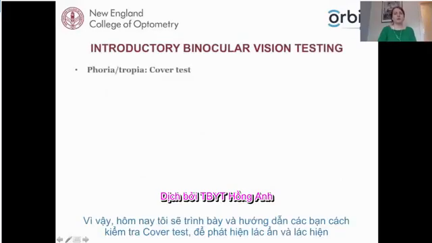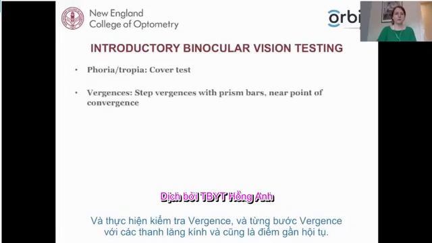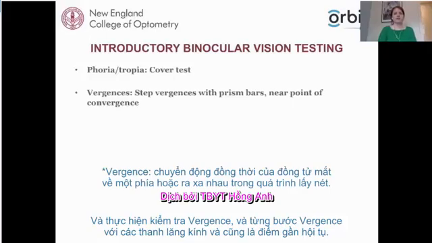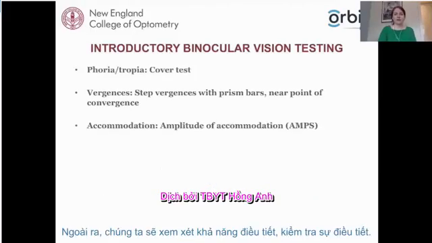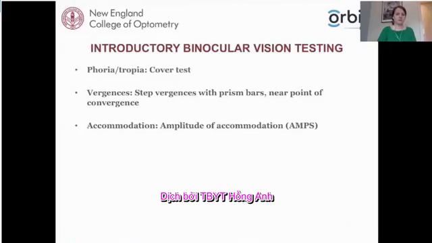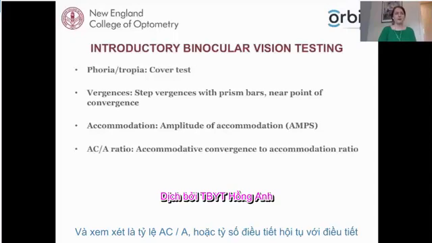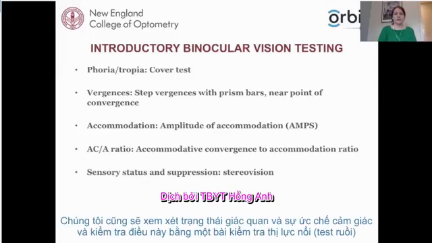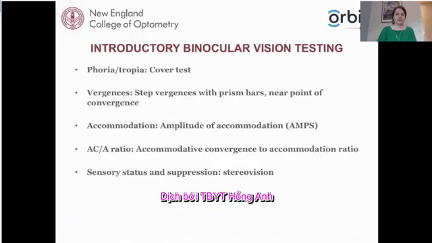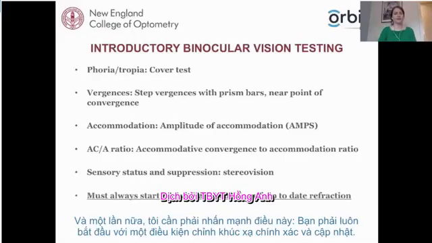So today I'm going to be going through and teaching you how to do the cover test to look at a phoria or a tropia, and doing vergence testing using step vergence with prism bars and also the near point of convergence. I'll also be looking at accommodative amplitude, testing accommodation, and looking at something called the AC/A ratio, or the accommodative convergence to accommodation ratio. I'll be also looking at sensory status and suppression and testing this with a stereo vision test. Again, I can't stress this enough, we must always start out with an accurate and up-to-date refraction.